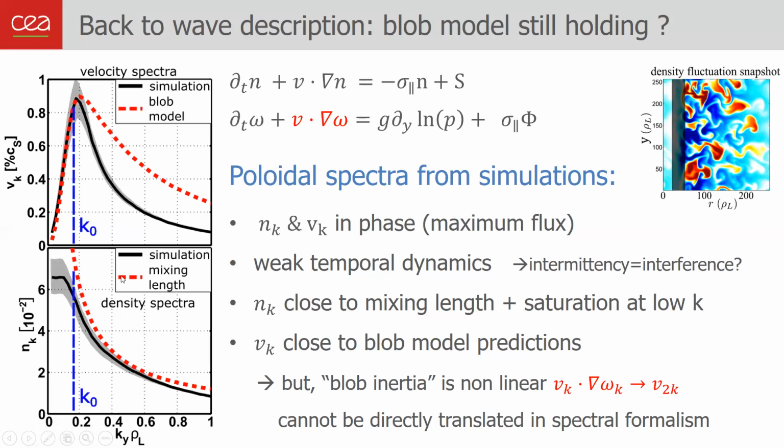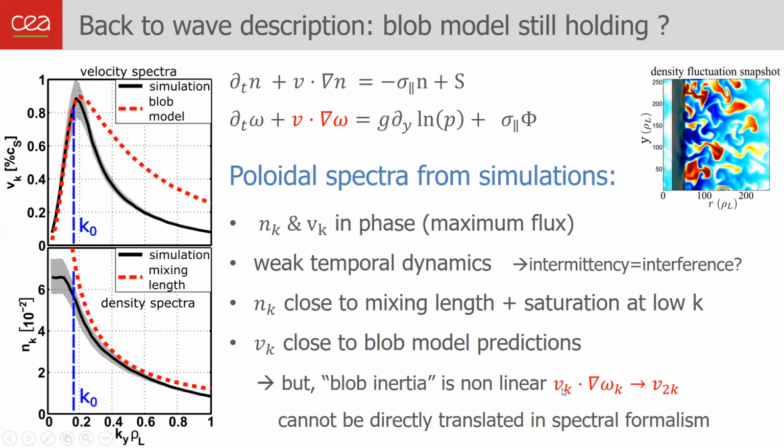But of course, to apply the blob model, you need a value for the density spectrum as well. And well, again, we tried simple laws, right? And the simple mixing length works quite fine on the spectrum. Maybe not there where you get saturation, but I will come to this later. But the main problem now, when we did this wave description, is that the blob inertia, which is this Reynolds stress, cannot be directly translated into a wave or into spectrum, because this is a nonlinear term.